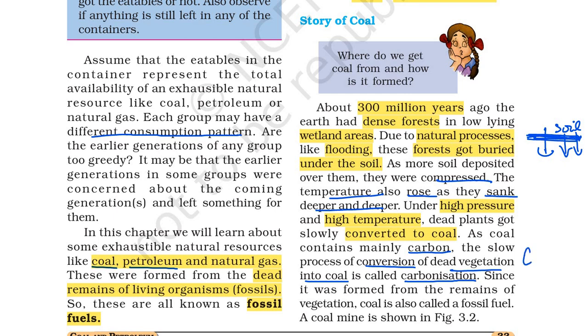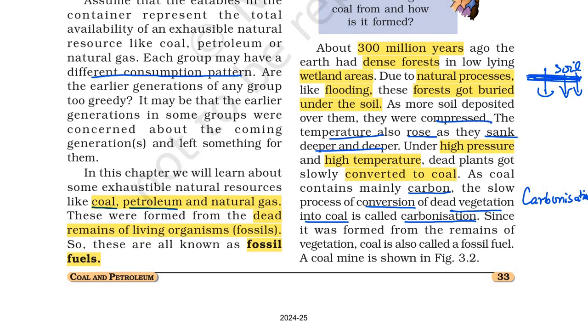Remember, this is very important. Carbonization. Mark it in your book that carbonization is a process of converting dead vegetation into coal. This whole process is carbonization. Since coal was formed from the remains of vegetation, it is also called a fossil fuel.